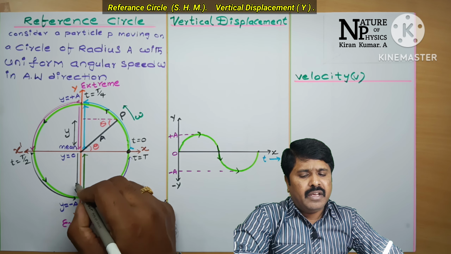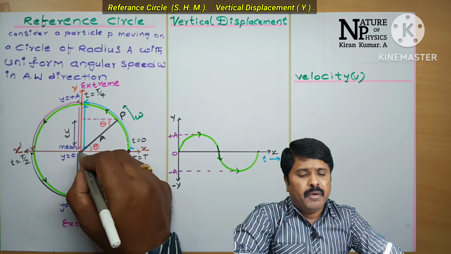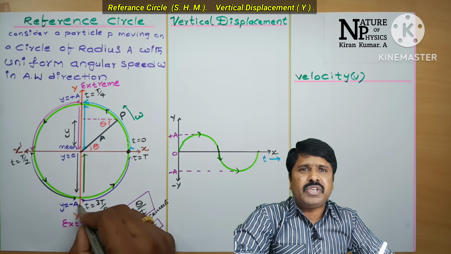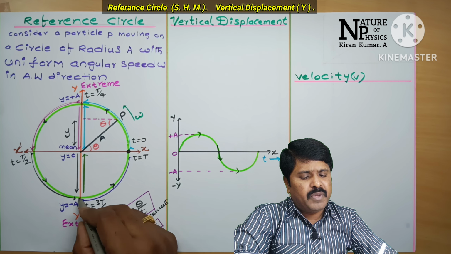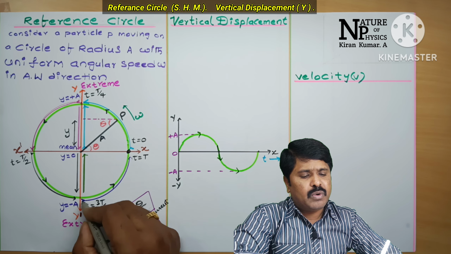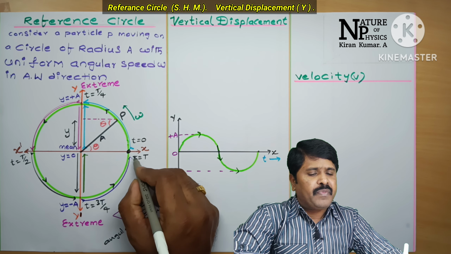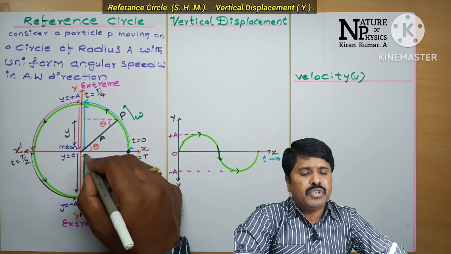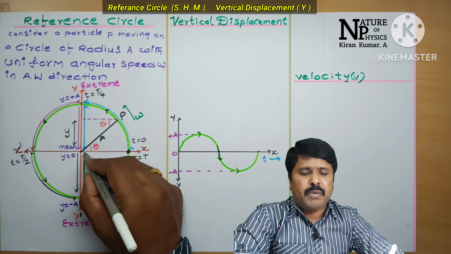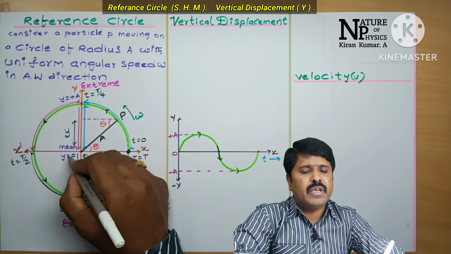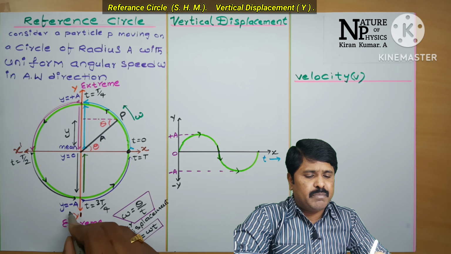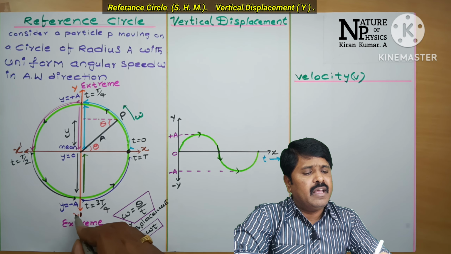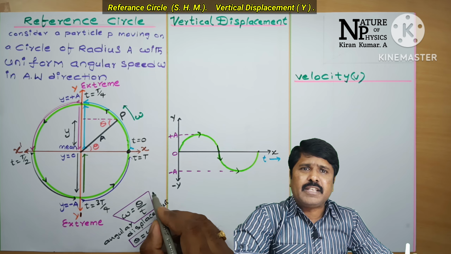Okay, and next the particle moves from the mean position to the extreme position on the diameter. Next the particle is moving from y dash to x, so the total time taken is T, and it is moving from the extreme position to the mean position. The mean position is y equal to 0, the extreme position is plus a on the positive y axis and minus a on the negative y axis. See students, a clear diagram and explanation is given.